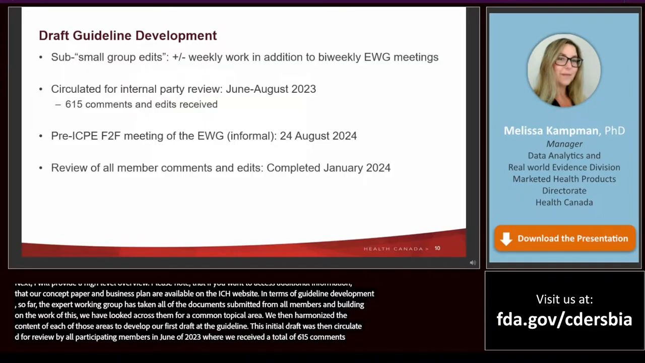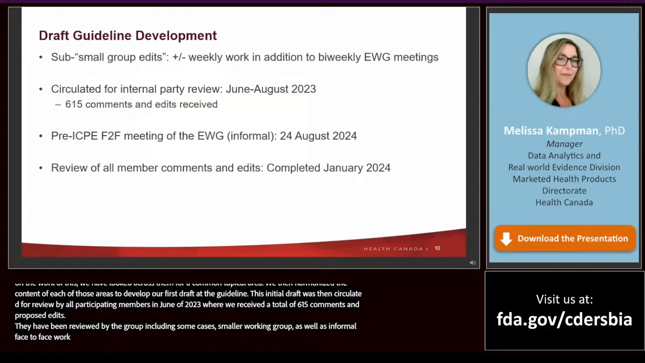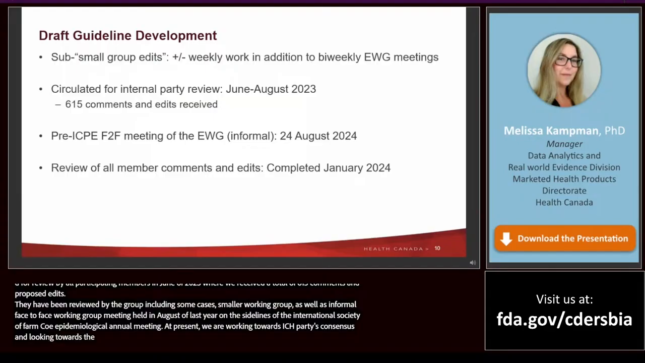So these comments and edits have been reviewed by the group, including in some cases a smaller working group, as well as during an informal face-to-face working group meeting that was held in August of last year in Halifax on the sidelines of the International Society of Pharmacoepidemiology's annual meeting. So at present, the working group is now working towards ICH parties' consensus and looking towards the formal public comment period.